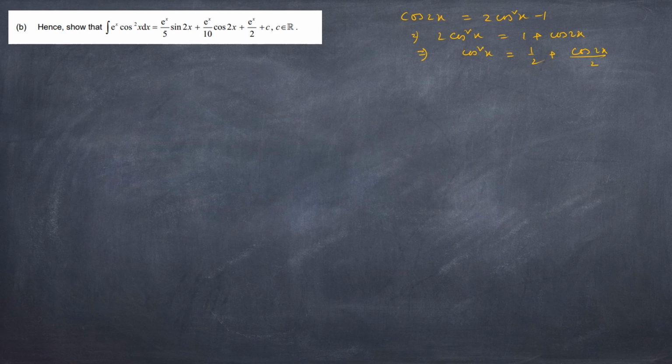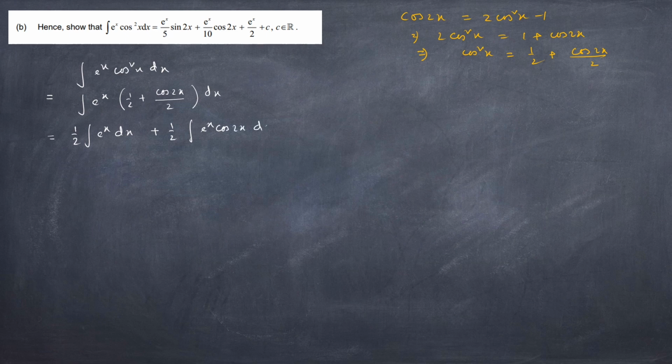Now we will use this in the integration. So the integration of e to the power x cos square x dx, again it will be by the integration by parts formula. So e to the power x and cos square x, the value we have found out here, that is half plus cos 2x by 2. So it will be 1 by 2 plus cos 2x divided by 2 and ultimately dx. So we are getting here the integration of half e to the power x dx plus half the integration of e to the power x cos 2x dx.